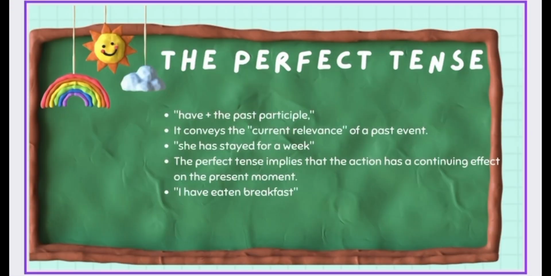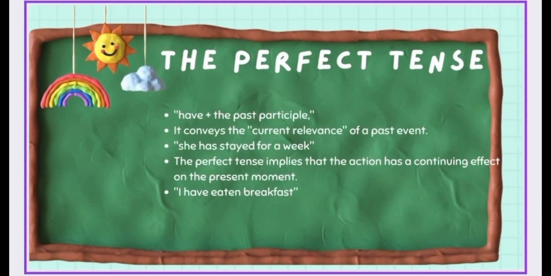The perfect tense, formed by have plus the past participle, is considered an aspect category rather than a tense category. It conveys the current relevance of a past event. The past event becomes relevant either because it continues into the present or because it has resulted in the present.